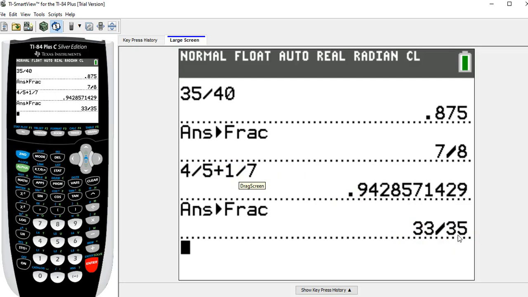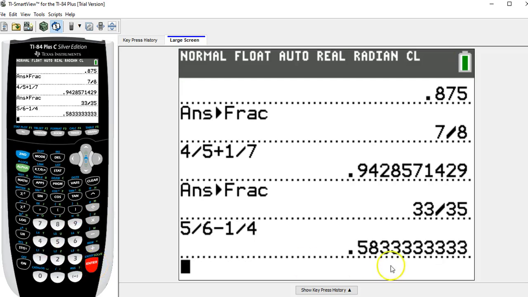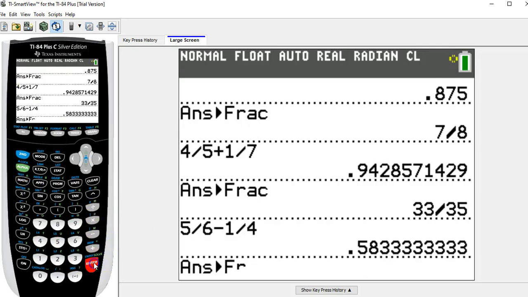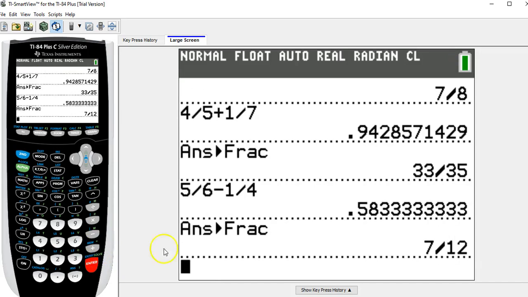They don't have just a single subtraction, but just to show a subtraction example, suppose I wanted to do 5/6 subtract 1/4. If I hit enter, this will give me the decimal form. If I hit math, then the first thing here is ▶Frac, and hit enter again. 7/12 is the fractional form of the answer in lowest terms for 5/6 minus 1/4.